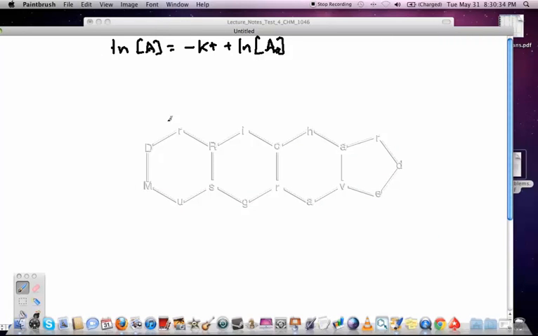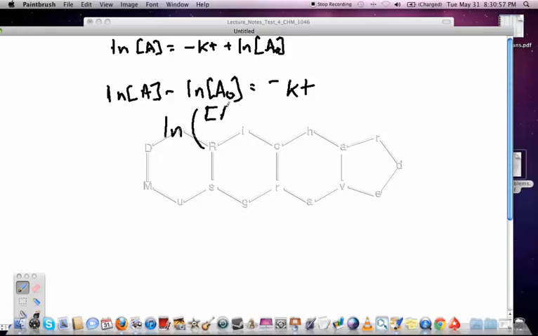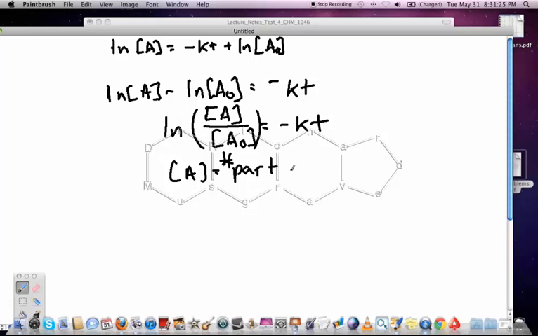So what we can do is we've got our integrated rate law, and what I can do is take the log of A, subtract log of A0, and that equals negative KT. And that's the same as when we've got a log, we can just divide them if we're subtracting. Alright, so that's what we've got. Now A here is the particles at time t, so the number of particles at time t, if you like. And A0 is the initial number of particles present.